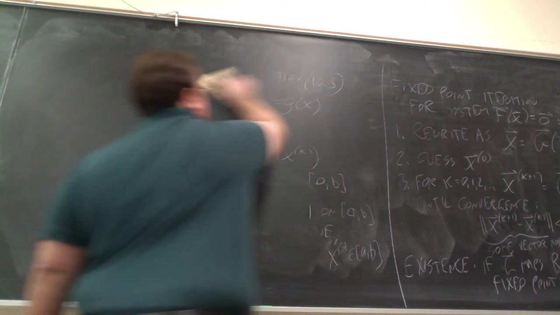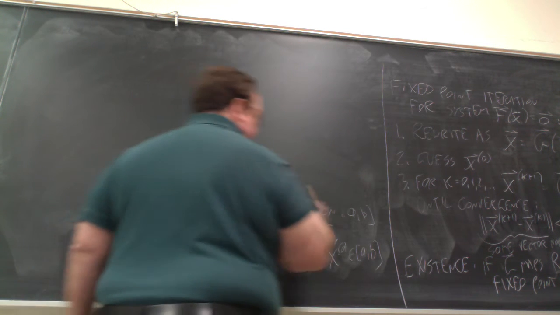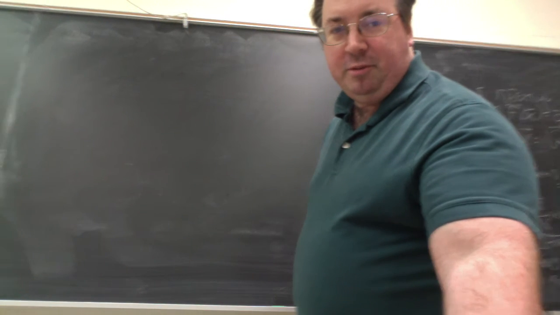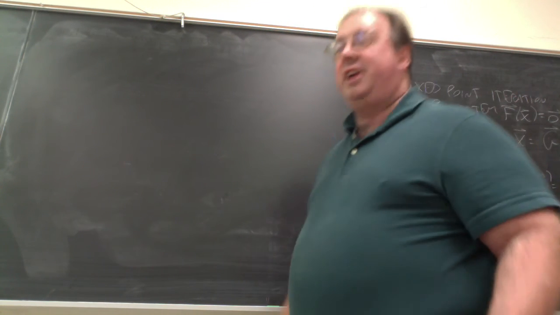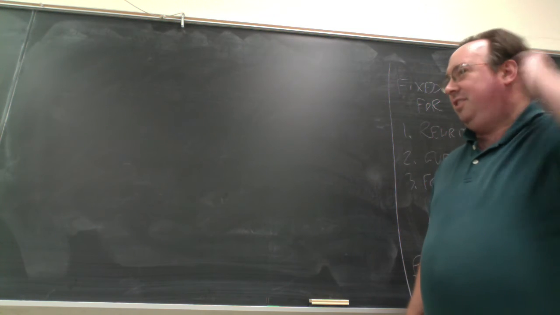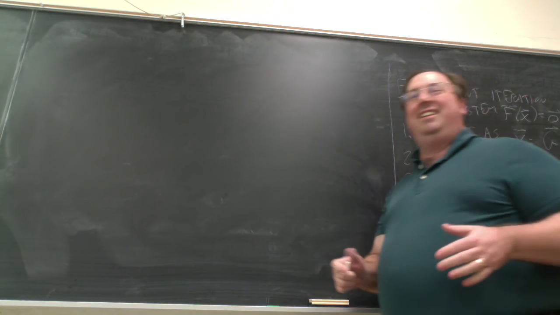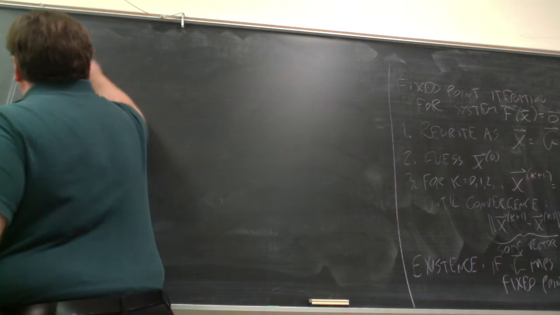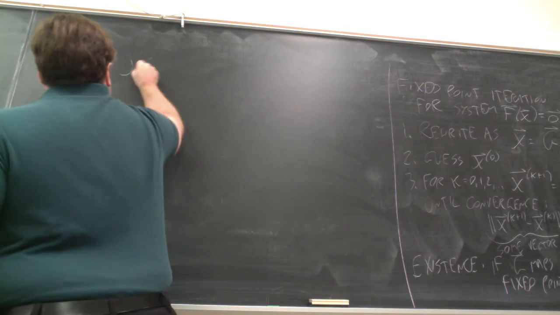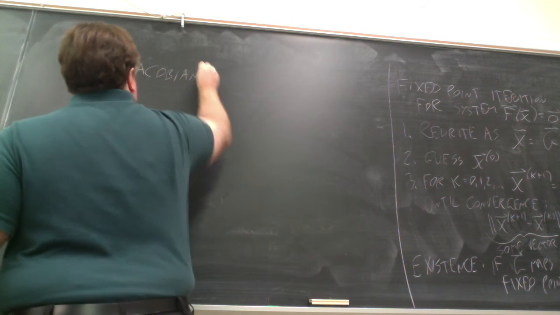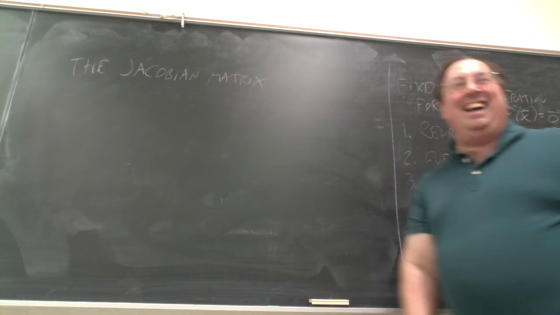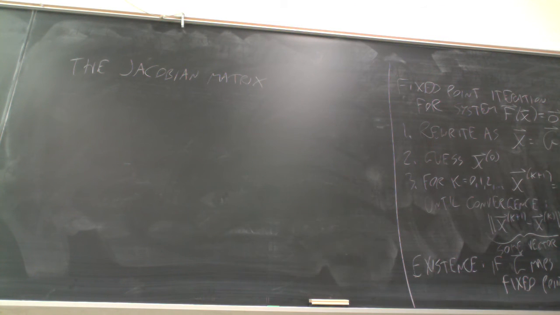But to do that, I need to find some notation. And some of you might recognize this from multivariable calculus, which a couple of you were in. So you've got plenty of time to forget. So the Jacobian matrix.